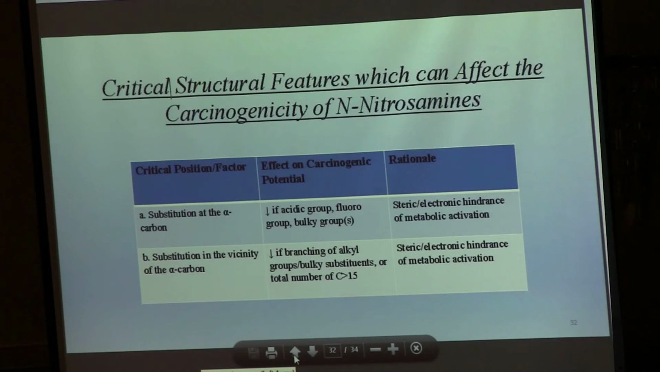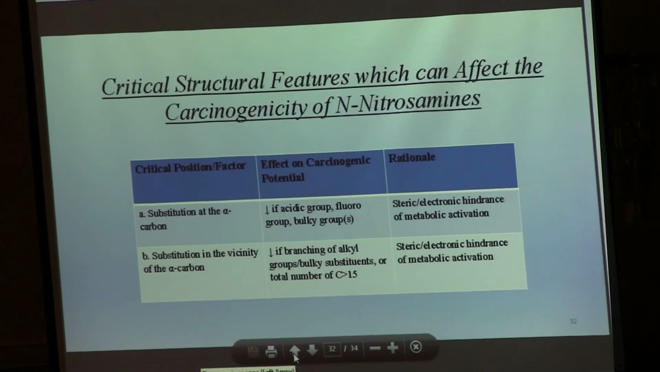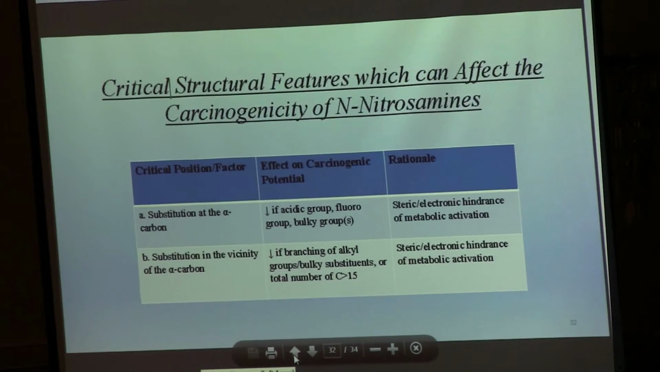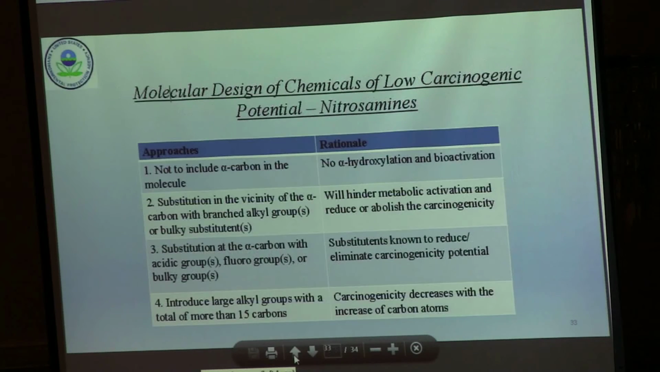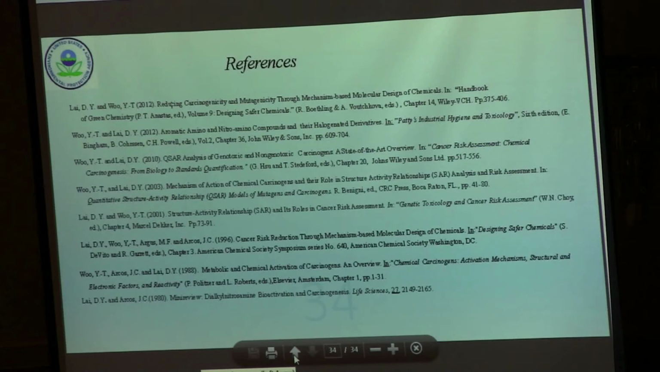With this knowledge, we can also design and modify nitrosamines by putting a substituent at the alpha carbon, or find nitrosamines without any alpha hydrogen. We have also analyzed all the other chemical classes that I'm not going to talk about because of time. We have published all this, and you can find it in the references. Okay, thank you.